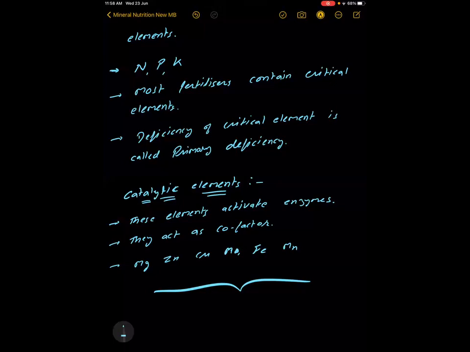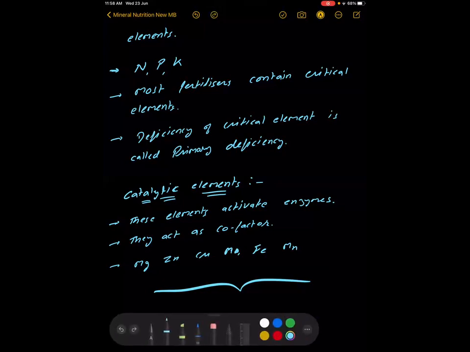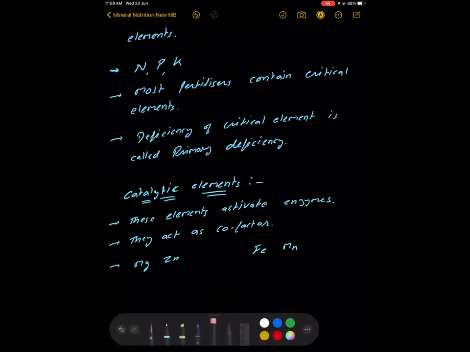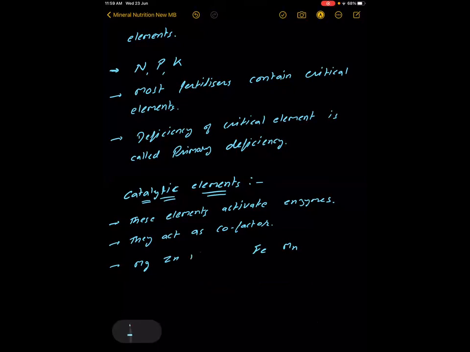In catalytic elements: magnesium, zinc, copper, molybdenum, iron, manganese.